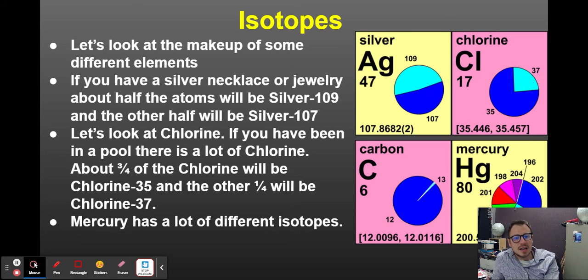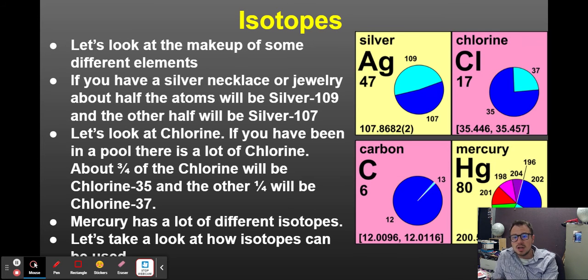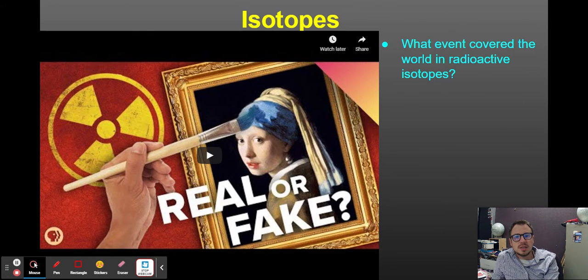Now, mercury has a lot of different isotopes, so it's sort of all over the place, but these are all stable isotopes. I mean, some of them might be decaying, but they're pretty much stable. It's just the same element, but a different number of neutrons. So this is how isotopes can be used.